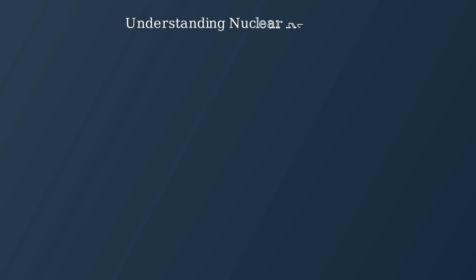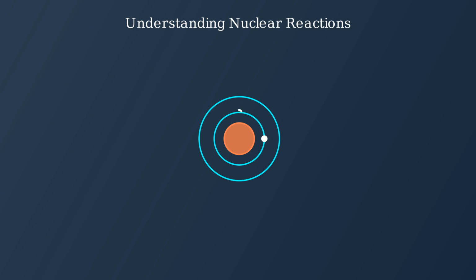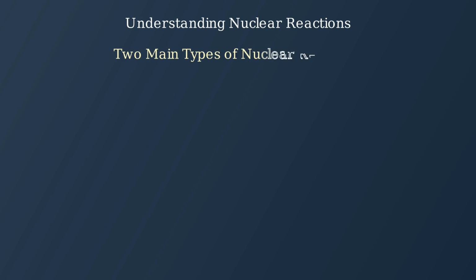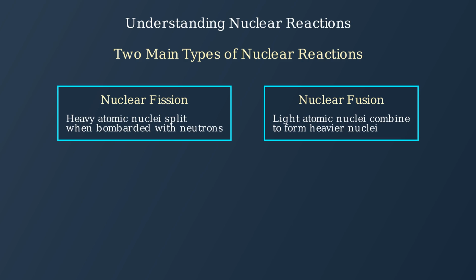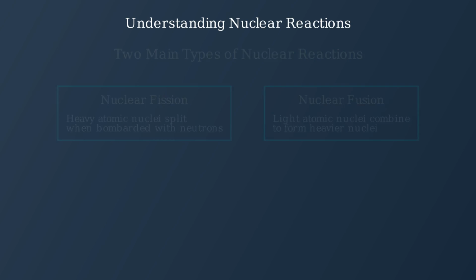Nuclear reactions involve changes in the nucleus of atoms, resulting in the release of enormous amounts of energy. There are two main types of nuclear reactions: fission and fusion. Let's take a closer look at nuclear fission.